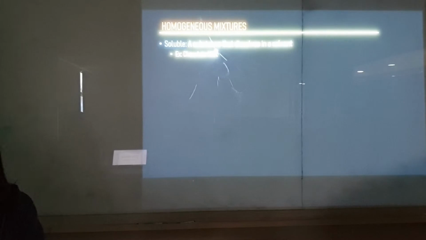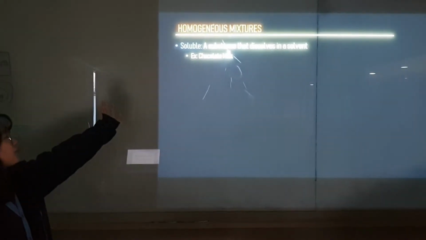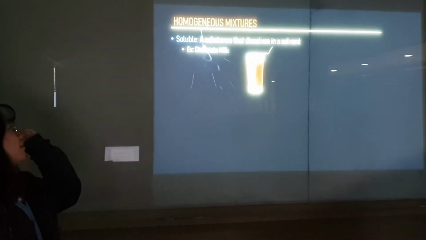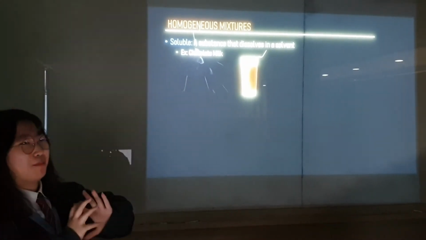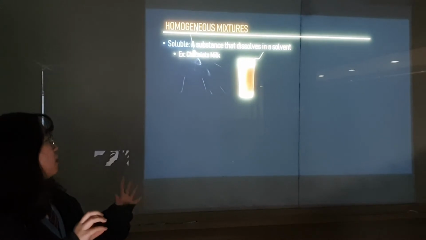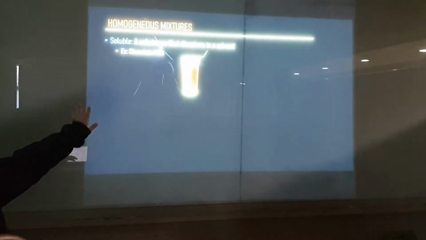And then there are types. Soluble means a substance that dissolves in a solvent, for example chocolate milk. When you mix cocoa powder in milk, you can see that the cocoa powder is dissolved in the solvent, which makes the chocolate milk.